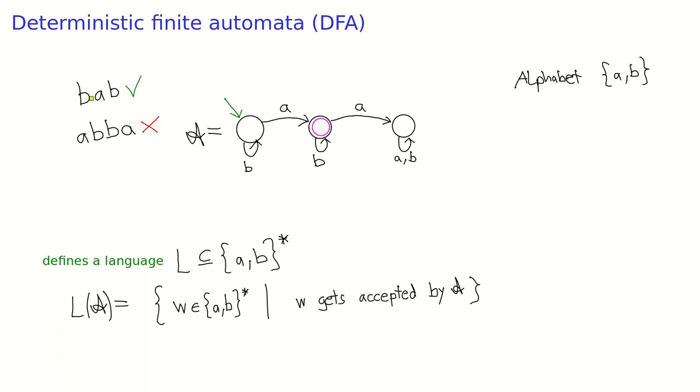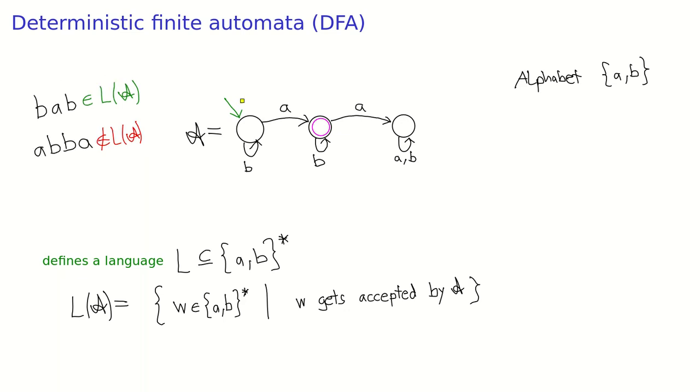So in this case, the BAB, it got accepted, so instead of this green check mark, now we can also write it's an element of L(A). BAB is an element of the language that gets recognized by this automaton because we ended up in an accepting state when we read BAB. And ABBA, it got rejected. We ended up in this state, it got rejected. So it is not an element of this set. It's not an element of L(A).